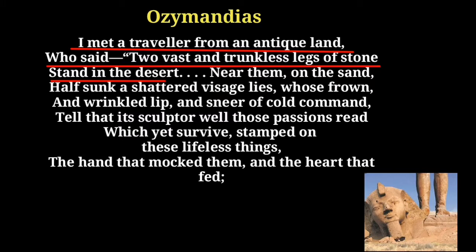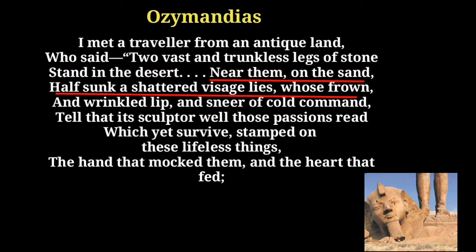The statue was trunkless, which means that the legs were standing there but without the upper body, and the upper body was missing. Near them, on the sand, half sunk, a shattered visage lies, whose frown and wrinkled lip and sneer of cold command. It means near the standing legs, the traveler also came across the broken head of the statue, partially buried in the sand. Visage means face, but here it implies the head of the statue.